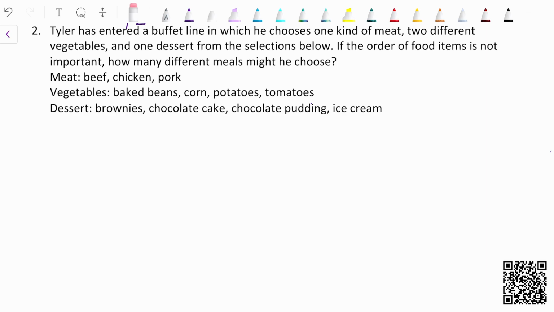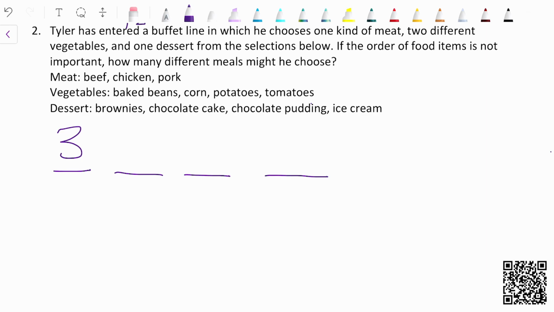So for meat, he has 1 choice. For vegetables, he has 2, and for dessert, he has 1 choice as well. Since he's choosing meat, this means that he has 3 meats to choose from, so the first choice has 3. However, for the vegetables, he has to choose 2 different vegetables. Well, he doesn't have to, because no one's forcing him to eat his vegetables, but he wants to choose 2 different vegetables, as the problem has told us.